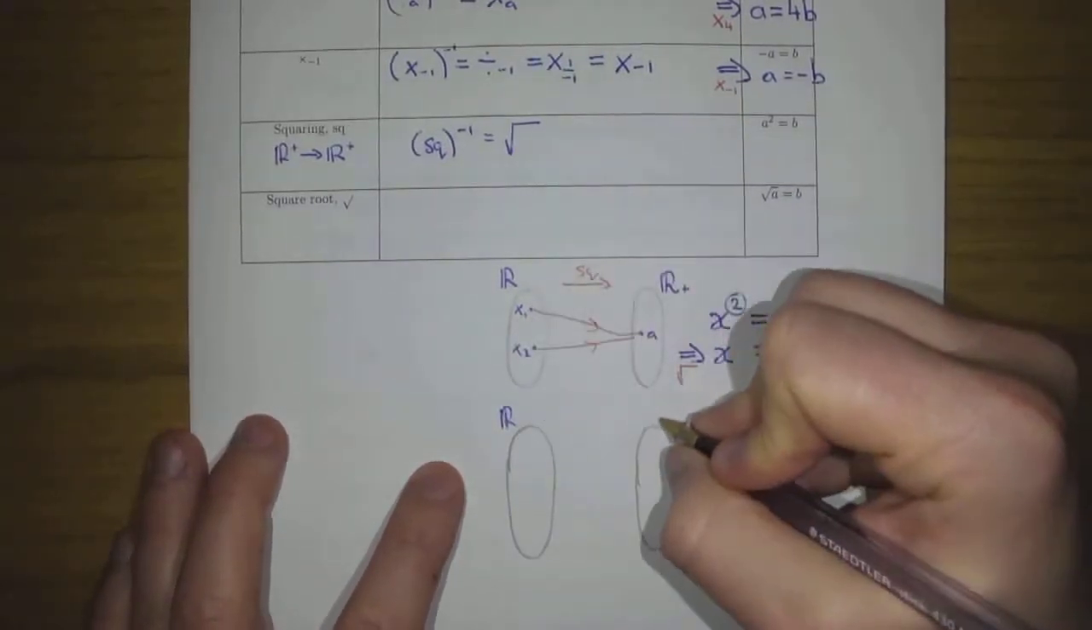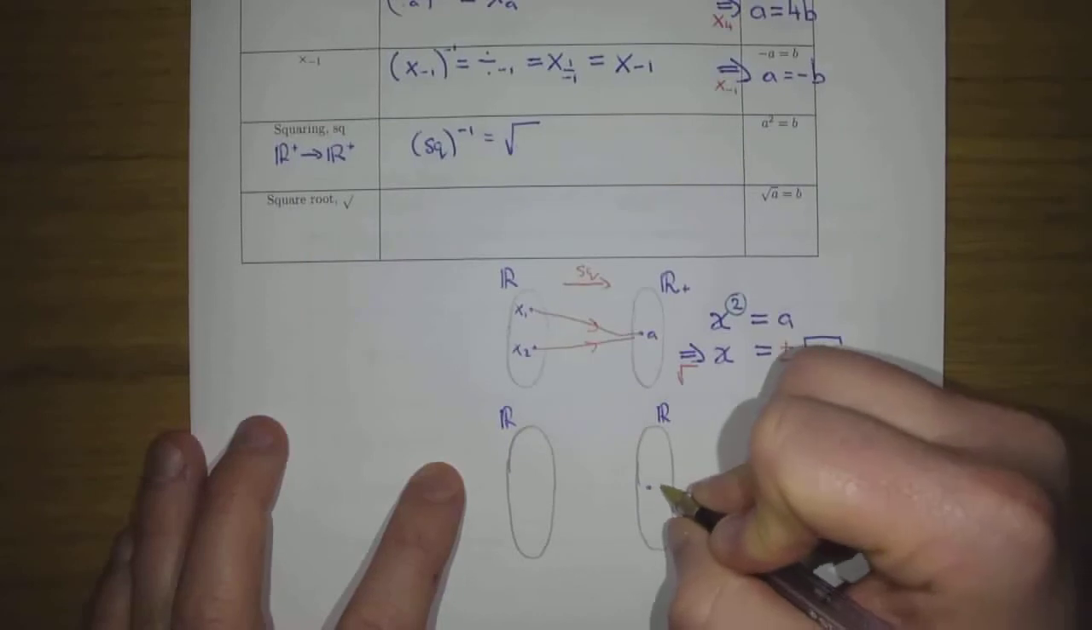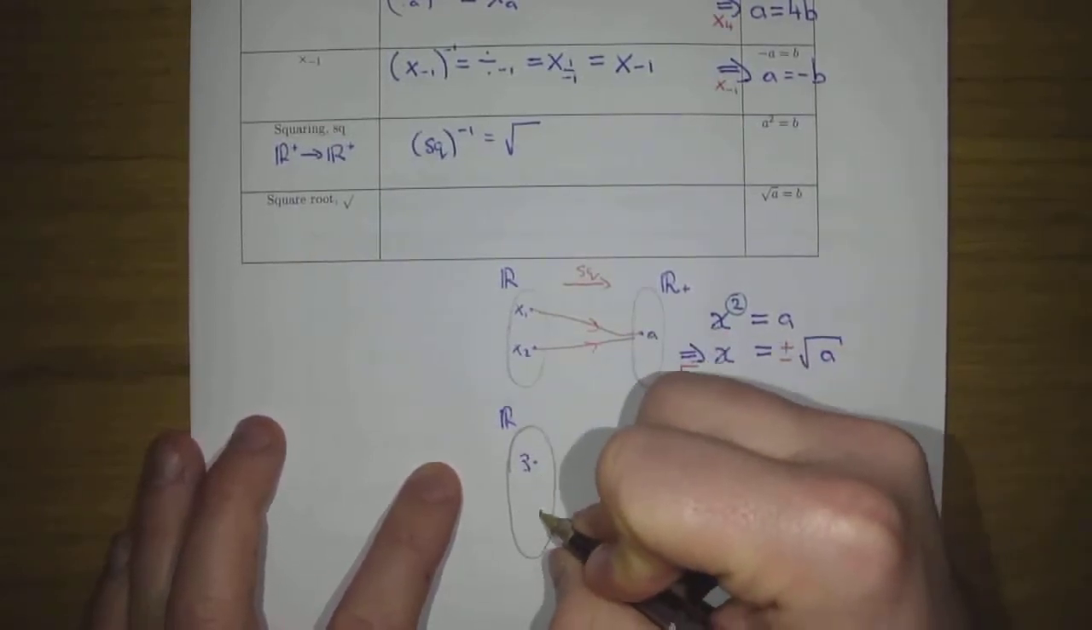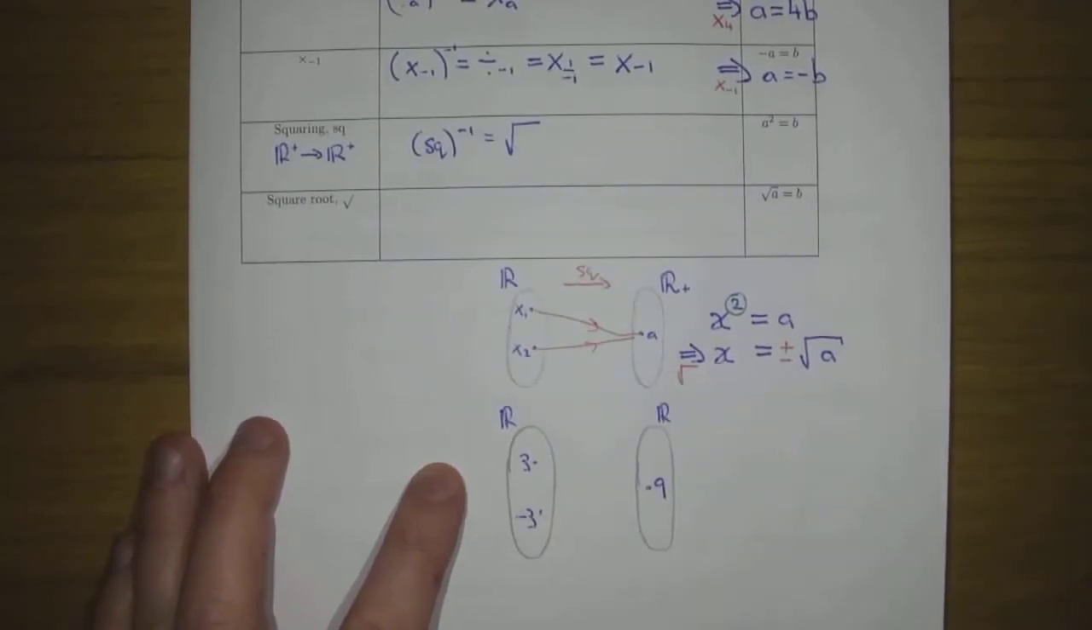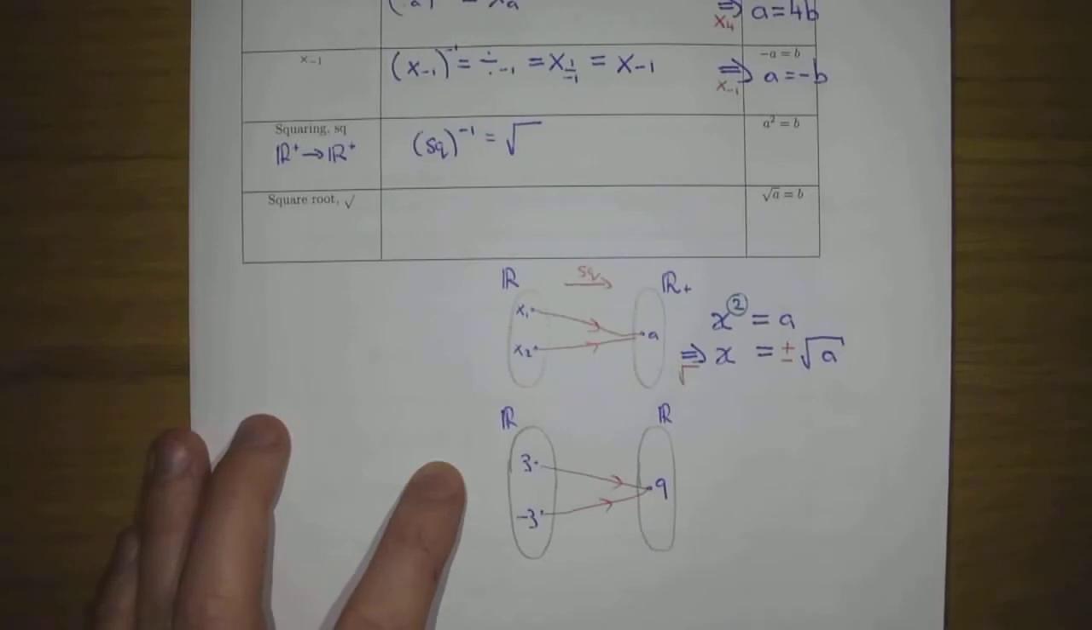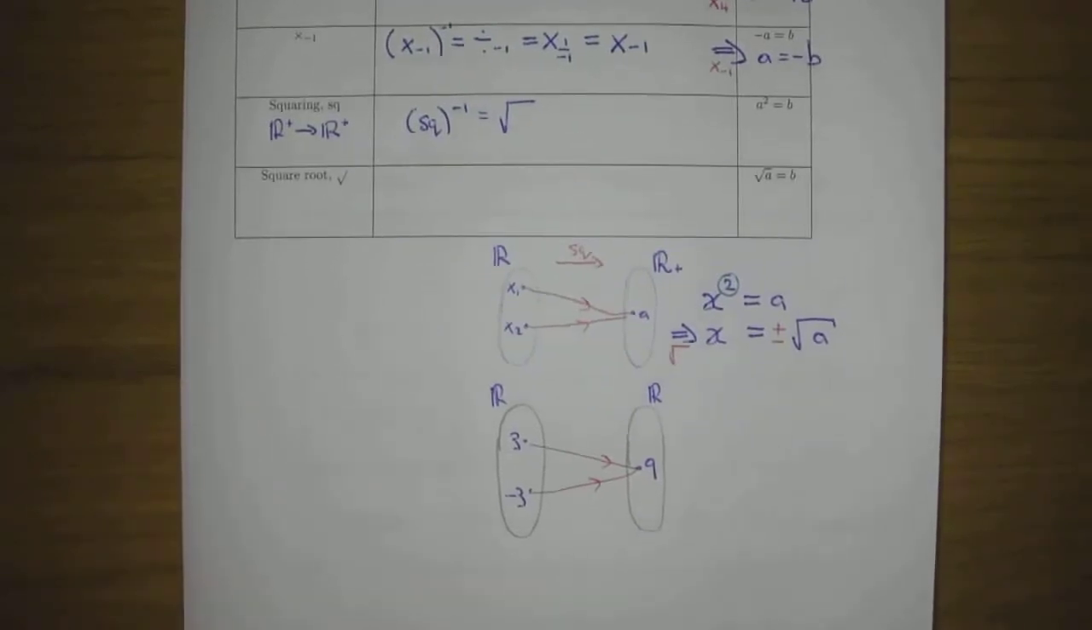Real numbers, positive numbers, numbers that square to give you 9. There's two of them. There's plus 3 and there's minus 3. And the problem here is that the square root does not get rid of the square if x isn't necessarily positive.